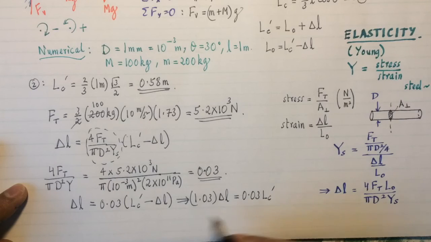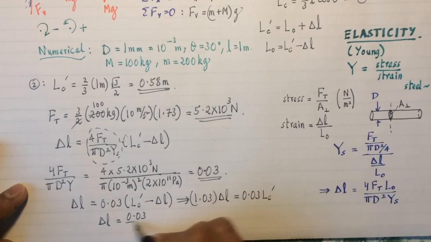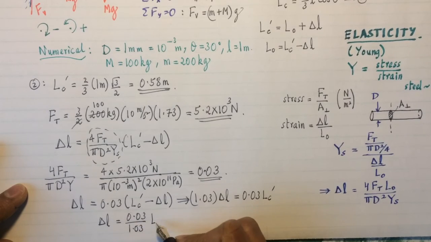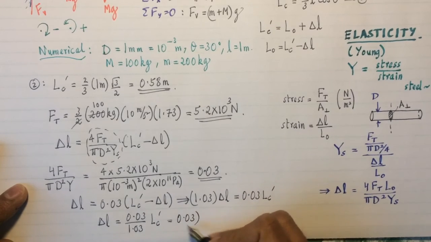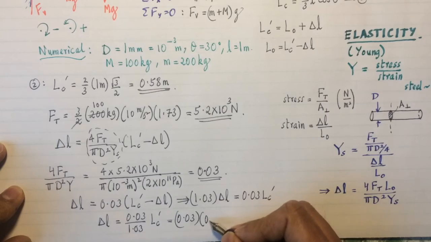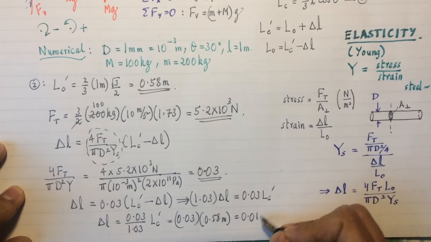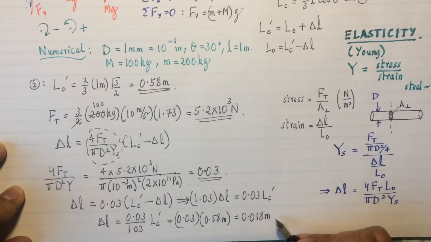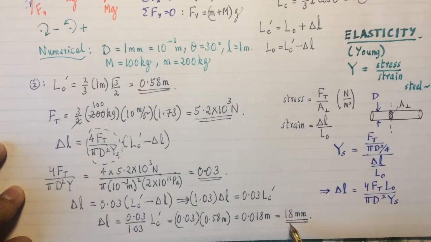Let's calculate now what delta L is. So delta L is going to be 0.03 divided by 1.03 LC prime. Well, 0.03 over 1.03 is almost 0.03 again. So that's 0.03 times LC prime, which is 0.58 meters. And that turns out to be 0.018 meters. Pretty small, but if you write it in millimeters, it's 18 millimeters. That's almost exactly the size of this underline. So the cable does stretch by that much.